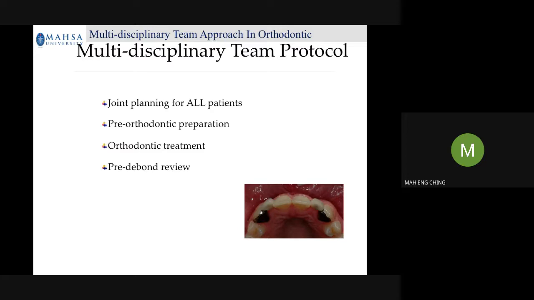So before I remove the braces, I always bring the patient back to the joint clinic, or I send them back to the restorative department. Then let the specialist have a look. Whoever is going to restore the tooth, they will decide whether the space is sufficient, perfect or not. Then after that, if they're happy, I will remove the braces and put a temporary retainer to maintain the space while the restorative department restores the tooth, whether using a fixed prosthesis or removable, or even an implant.